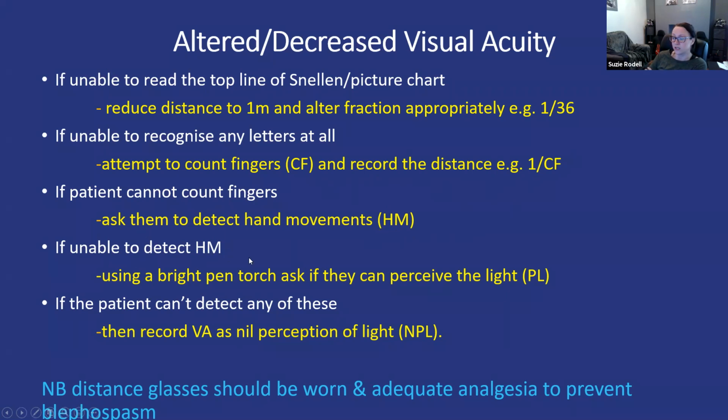If they're unable to detect a hand movement, then this is not a good prognosis. And if it's not normal for the patient, then you should probably be a bit concerned. Use a pen torch, ask if they can perceive the light, any light at all or any shapes at all. Try and just do anything that they can see. If they can't detect the light of a pen torch and all they can see is darkness, then the patient has no perception of light.